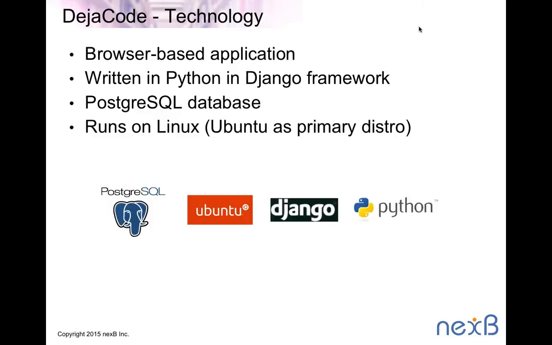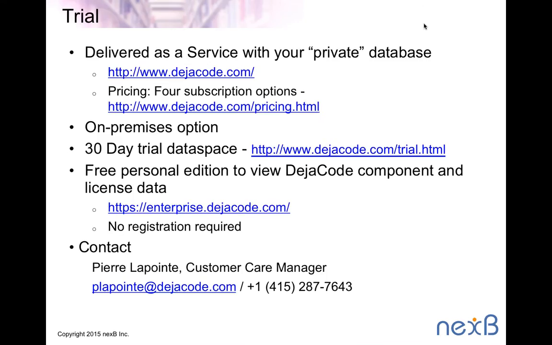In the same spirit as the component catalog, you can add your own license data in the license library, but we also provide you with master data from public sources that we update every quarter. In terms of technology, DejaCode is a browser-based application written in Python.